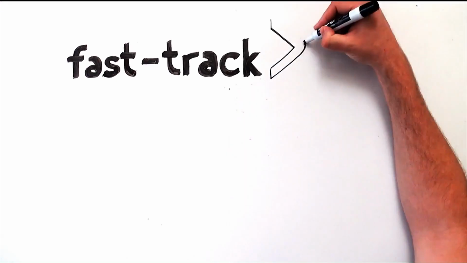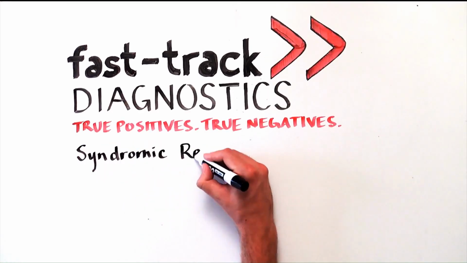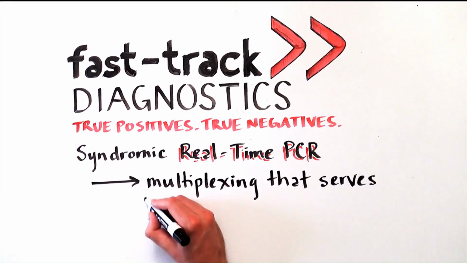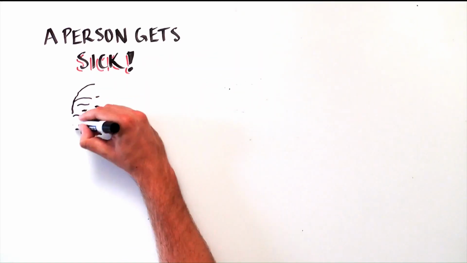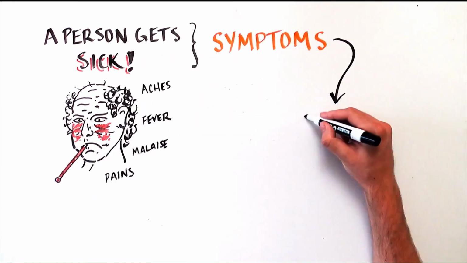Fast Track Diagnostics, syndromic real-time PCR, multiplexing that serves the clinical need. Let's see why this is important to you. Imagine a scenario where a person falls ill. They go to the doctor for a diagnosis.